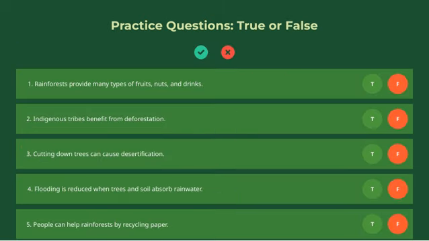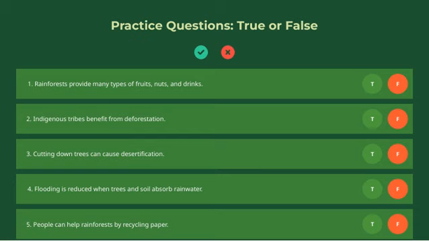Now, let's go through some practice questions to test what we've learned. Remember, you'll see a statement and then decide if it's true or false by clicking the T or F buttons. First, rainforests provide many types of fruits, nuts, and drinks. That's true, because rainforests are incredibly rich in biodiversity and supply a variety of resources that many of us rely on.